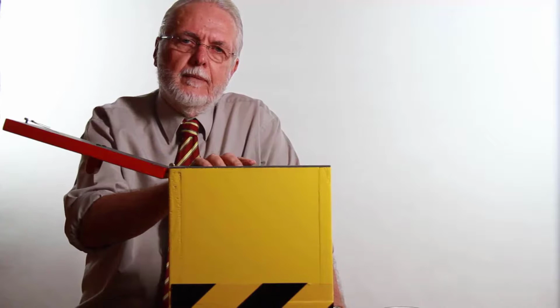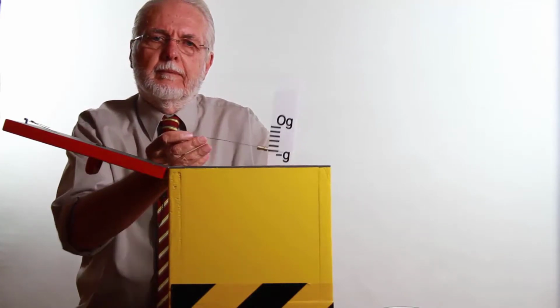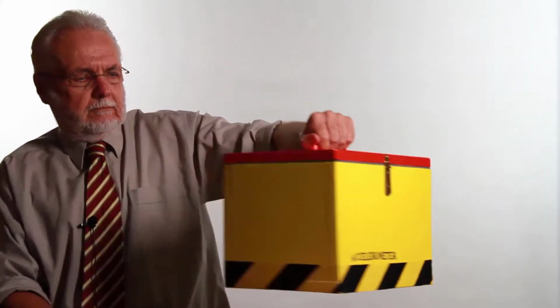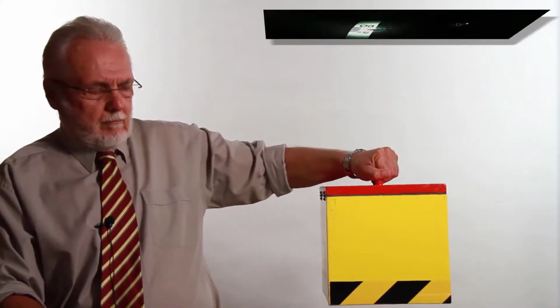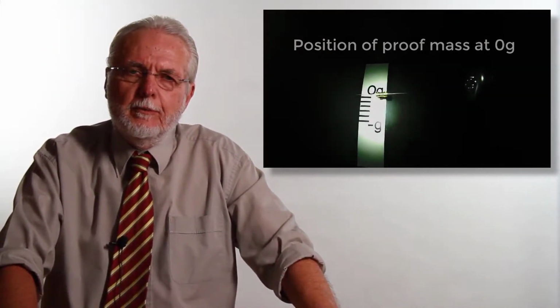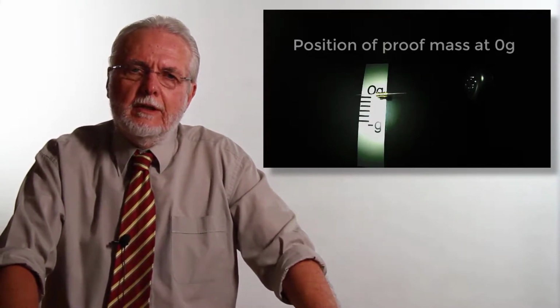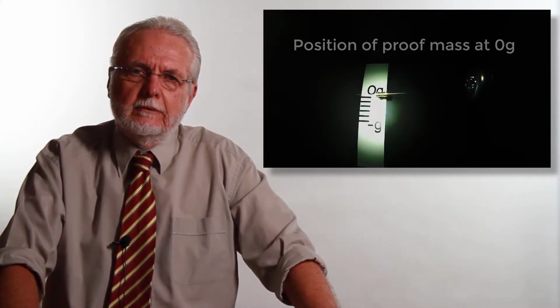A GoPro camera is fitted into the box and the proof mass is suspended in front of this scale. The whole assembly looks like this. Three, two, one. When the accelerometer drops, the proof mass floats weightless. Einstein concluded from this that gravity can be made to disappear in a free-falling reference frame such as this box.